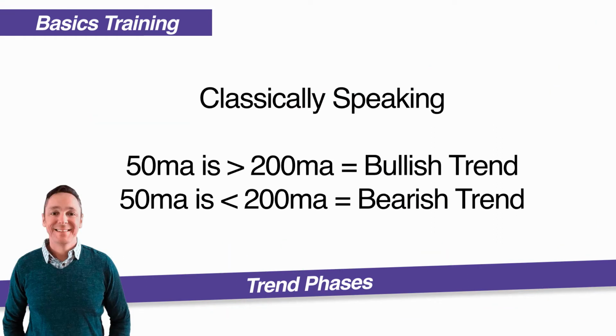Now, classically speaking, this combination of moving averages will help determine the trend. And if the 50 period is above the 200 period, then usually, classically, it's a bullish trend. And if the 50 period is below the 200 period, then classically that's a bearish trend.